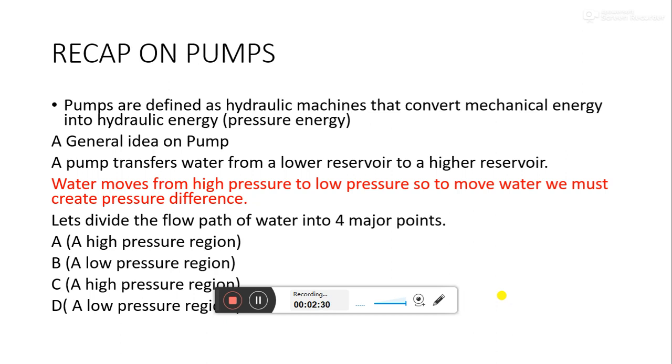Now recap on pumps. So what are pumps? Pumps are defined as hydraulic machines that convert mechanical energy into hydraulic energy. In the bracket it is given, it's pressure energy. So we know that water or any fluid has certain kinds of energies, and if it is water we call it hydraulic energy, and this hydraulic energy includes potential energy, kinetic energy, pressure energy. I mean they are the dominant ones, right? So a pump can be called a hydraulic machine that converts mechanical energy into hydraulic energy.